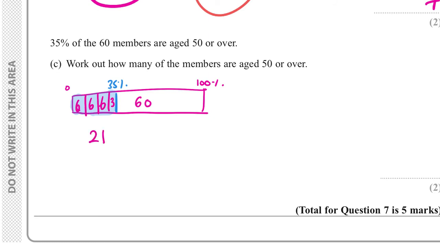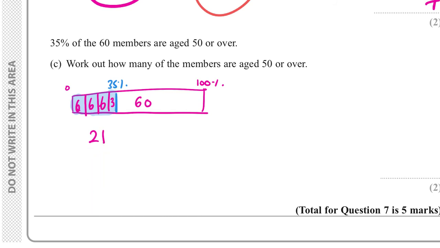Now think about this, 35%, is that less than 50%? What's 50% of 60? 30. Is 21 less than 30? So doing my common sense check, does this make sense? Would 35% be roughly 21? Yeah, of course it would.